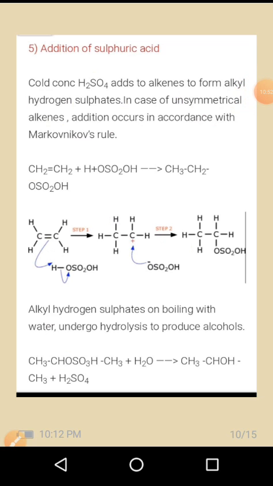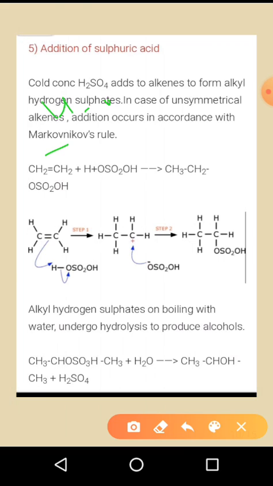So here addition follows the Markovnikov rule. That is CH2 double bond CH2 reacted with HOSO2OH, that is HO S double bond O OH, that is nothing but H2SO4. This one is the structure of H2SO4, so it will produce CH3CH2OSO2OH, that is ethyl hydrogen sulfate.